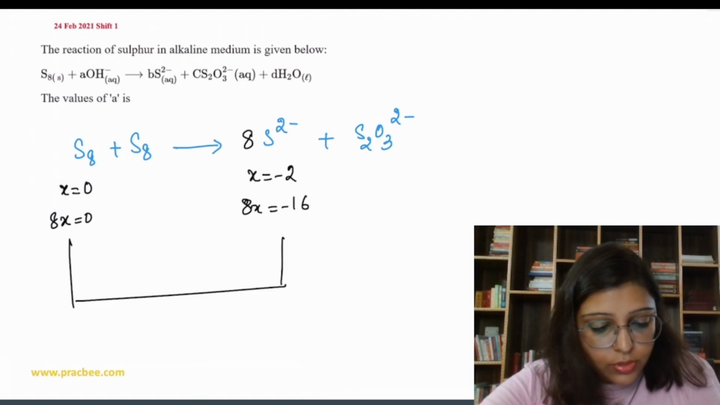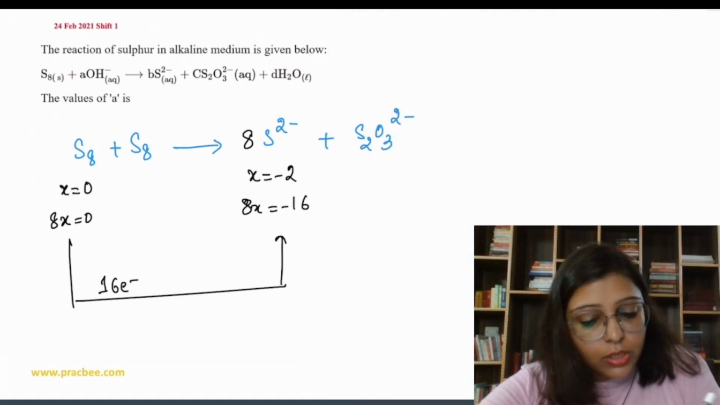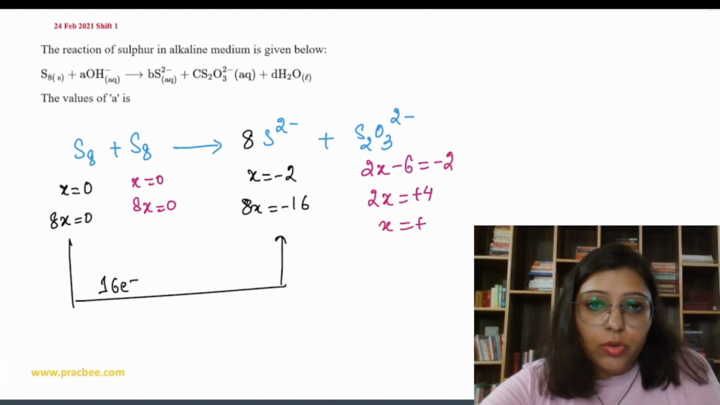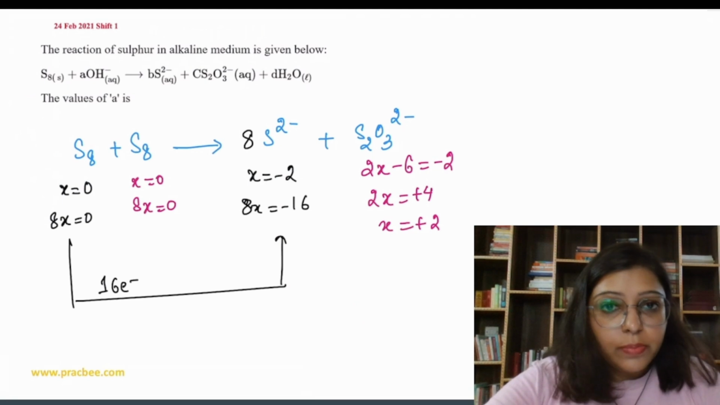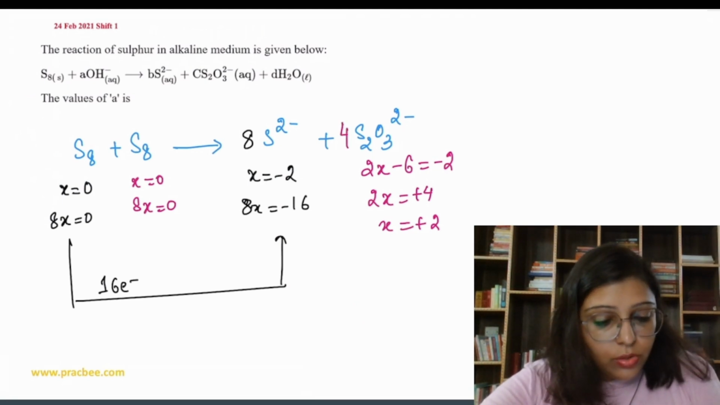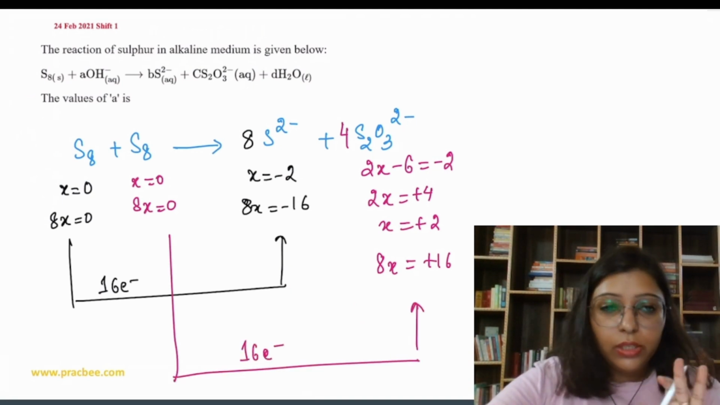So there is a change of 16 electrons over here. Now for this one, x is equal to 0, 8x is equal to 0, and here 2x minus 6 is equal to minus 2, 2x is equal to plus 4, and x is equal to plus 2. But we have to find with respect to S8. So first we have to balance this sulfur. 4 2s are 8. So here 8x is equal to how much? 16. So here also 16 electrons. Clear? So there is no need to balance the electrons as they are already balanced.